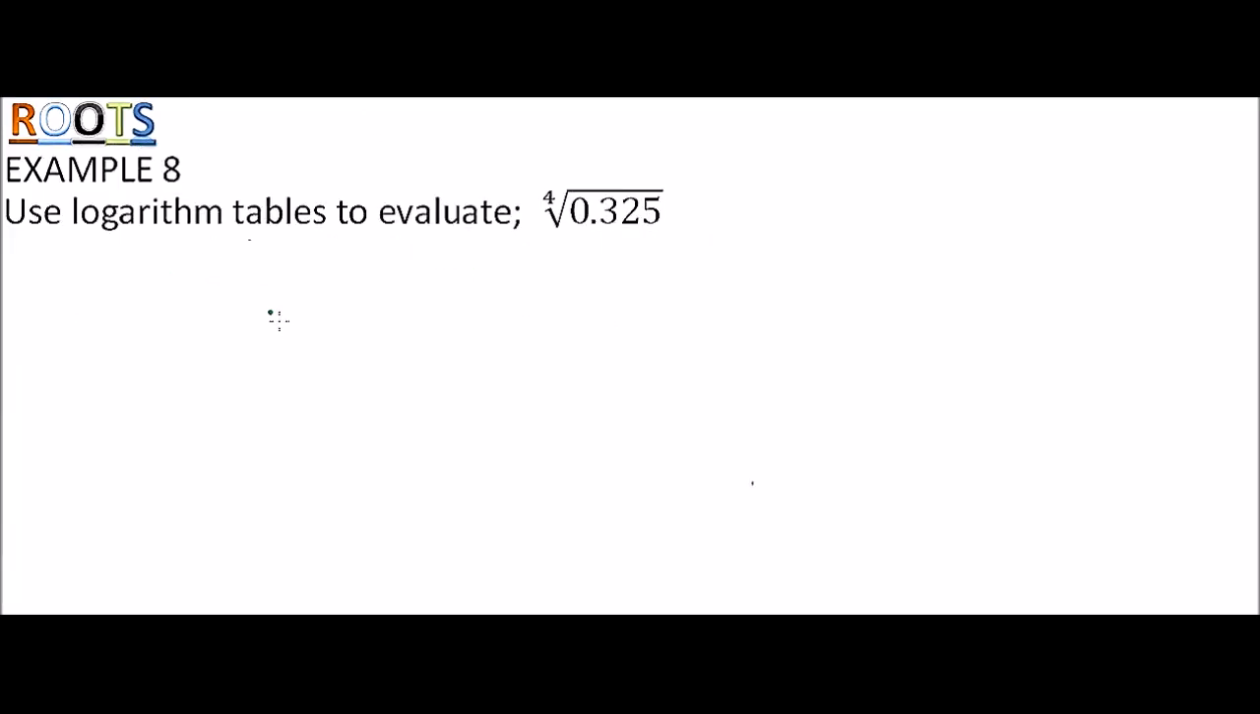So in this example, we want to get the fourth root of 0.325. So we make a table to be able to do that.